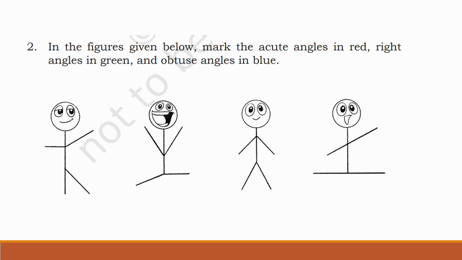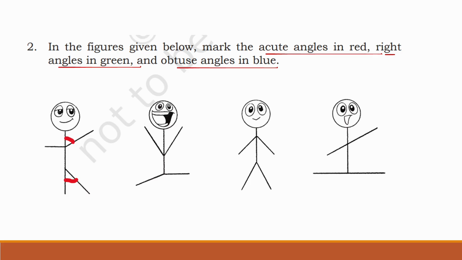In the figures given below, mark the acute angles in red, right angles in green, and obtuse angles in blue. See these pictures, you have to mark acute angles, right angles, and obtuse angles. Acute angles should be marked in red, then right angles in green, and obtuse angles in blue. See, this is an acute angle. So, mark this angle using red color.